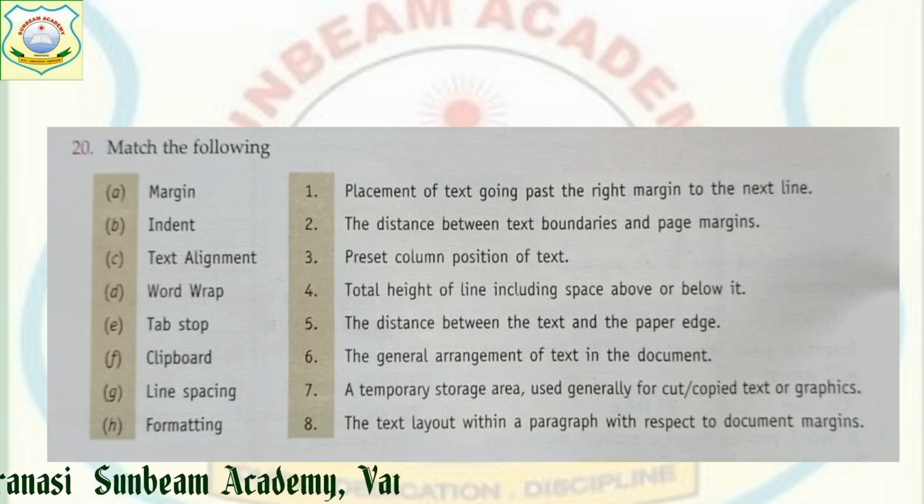Tab stop. What is tab stop? Tab stop is preset column position of the text. Means already we will set the column position. Whenever we are going to start any text, it will start every time from that location, whether we are at first line, second line, third line, at which line we are. If the column has been set, then it will start from that position only.